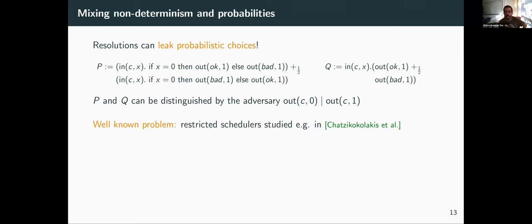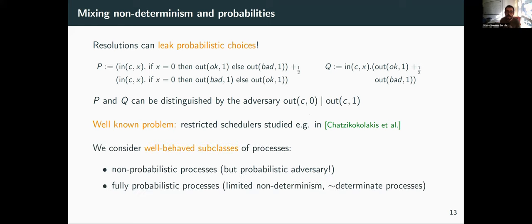And this is a very well-known problem: it is complicated to mix non-determinism and probabilities. There have been people looking at how we can restrict schedulers so that they don't leak the probabilistic choices. One example of this work was by Konstantinos Chatzikokolakis and Catuscia Palamidessi. But there are many people who have looked into this, and I don't think there are any completely satisfactory solutions. And we're not solving this problem here.